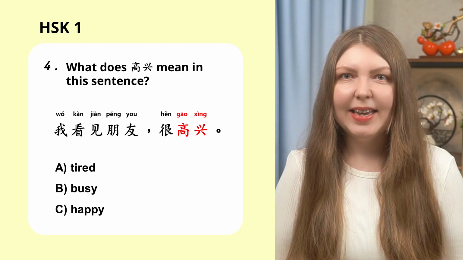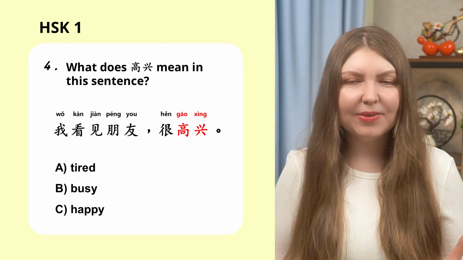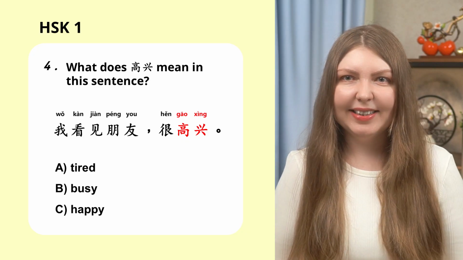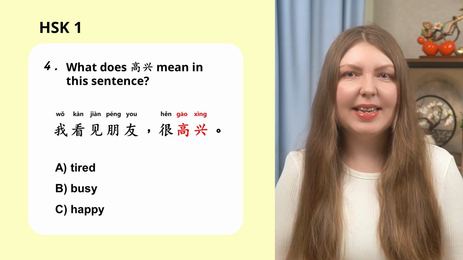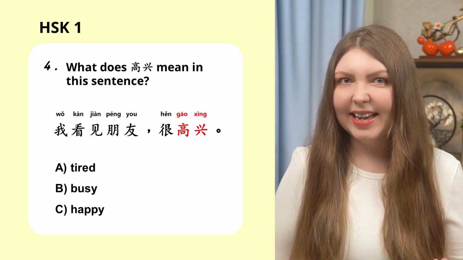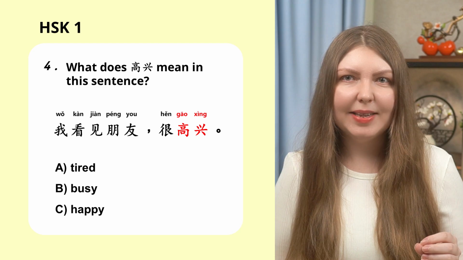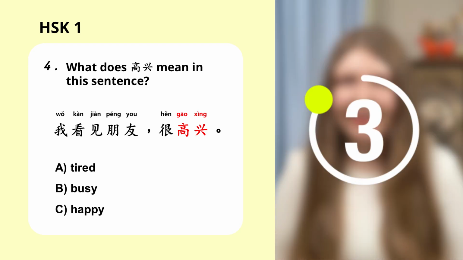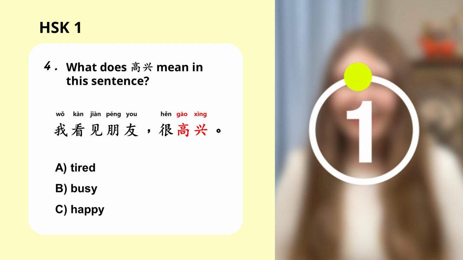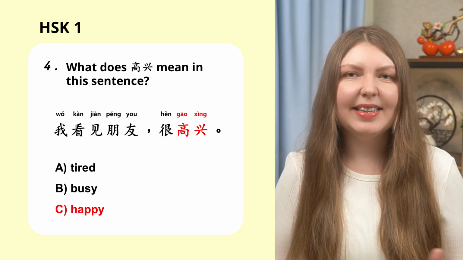Good. Now let's change things slightly and move on to the sentence questions. This time, instead of just recognizing a word, you need to understand how it is used. Here's the first sentence. Listen carefully and focus on the highlighted word. 我看见朋友，很高兴. What does 高兴 mean in this sentence? Is it A, tired, B, busy, or C, happy? Take a moment to think. Alright, the correct answer is C, happy.